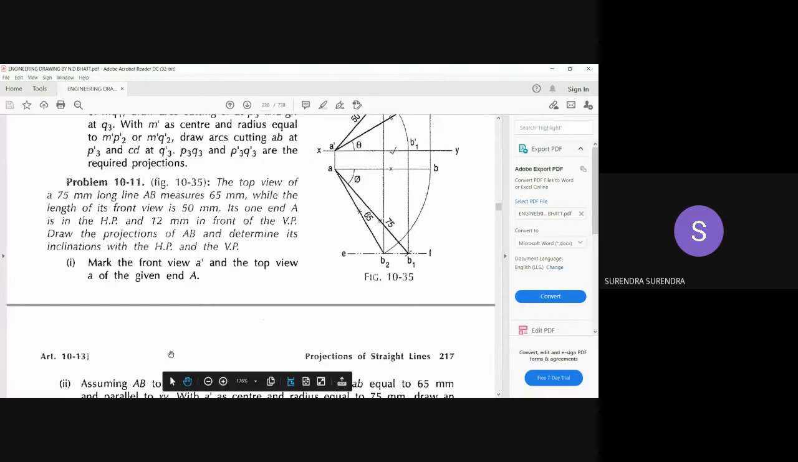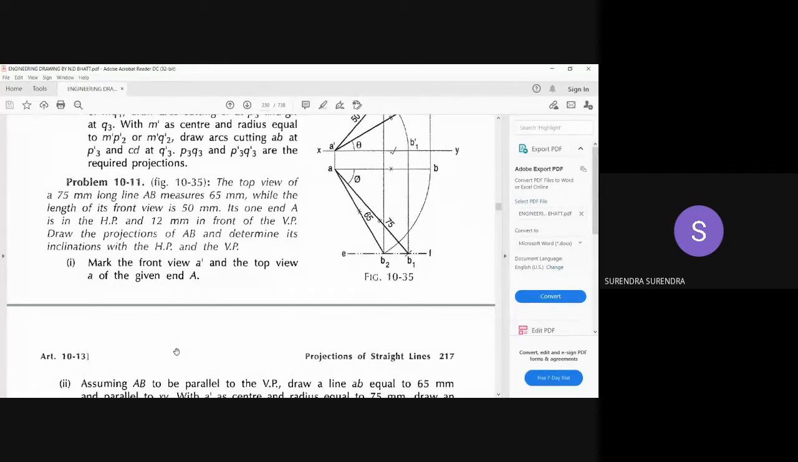Position of one reference point is given. Point A, let us take it as point A. Point A is in HP and 12 mm in front of VP. Means A dash on XY line and A 12 mm below XY line.